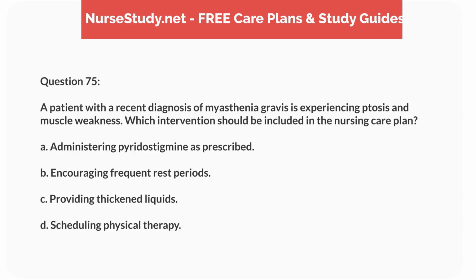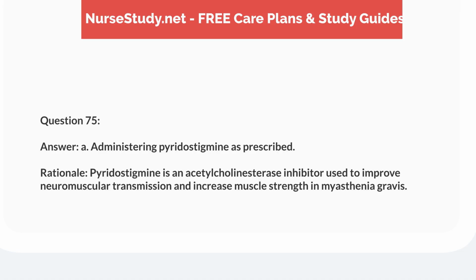Question 75. A patient with a recent diagnosis of myasthenia gravis is experiencing ptosis and muscle weakness. Which intervention should be included in the nursing care plan? A. Administering pyridostigmine as prescribed. B. Encouraging frequent rest periods. C. Providing thickened liquids. D. Scheduling physical therapy. Answer: A. Administering pyridostigmine as prescribed. Rationale: pyridostigmine is an acetylcholinesterase inhibitor used to improve neuromuscular transmission and increase muscle strength in myasthenia gravis.